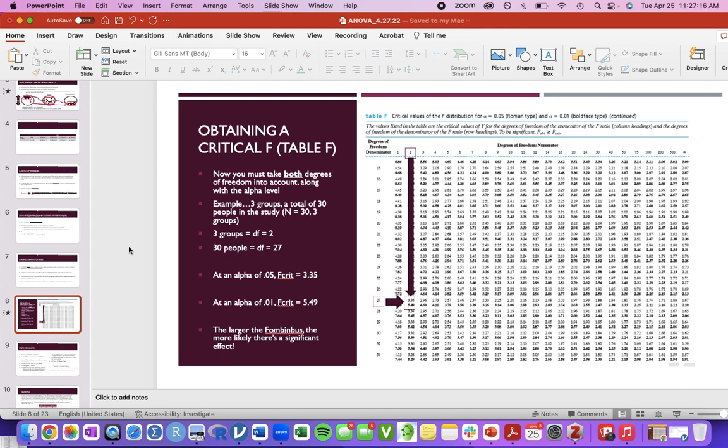So for example, let's say we have 3 groups for a total of 30 people. So our between groups DF is the number of groups minus 1, so that's going to be 2. So I'm going to go over to this column. And our within groups DF is going to be the total number of people minus the number of groups. So 30 minus 3 groups is 27. So that takes me over here.